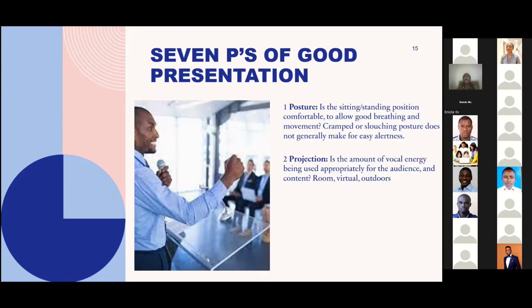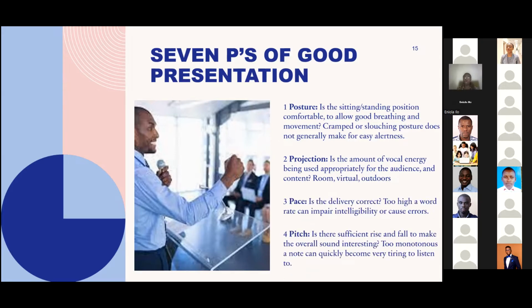Then number 2, the second P, projection. Now, this is the amount of vocal energy. And if we had time, when we had face-to-face, we'd do this practically. Everyone would have a script and they would project or read something out. So are you using this energy appropriately for the audience and for the content you're presenting? Is it within a room? How much articulation do you need? How much audibility do you need? Is it virtual? Is your audio format working, or is it outdoors? What are some of the elements, like wind, that could also distract your communication?